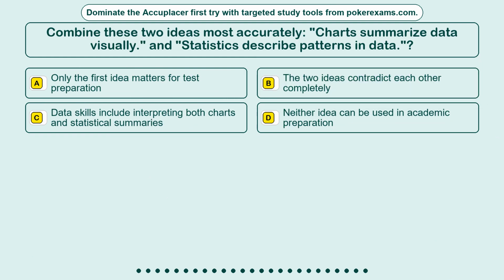Question 17. Combine these two ideas most accurately. Charts summarize data visually, and statistics describe patterns in data. Option A. Only the first idea matters for test preparation. Option B. The two ideas contradict each other completely. Option C. Data skills include interpreting both charts and statistical summaries. Option D. Neither idea can be used in academic preparation.